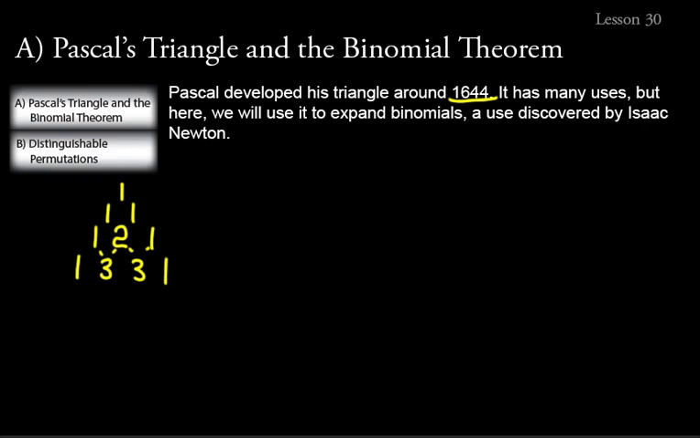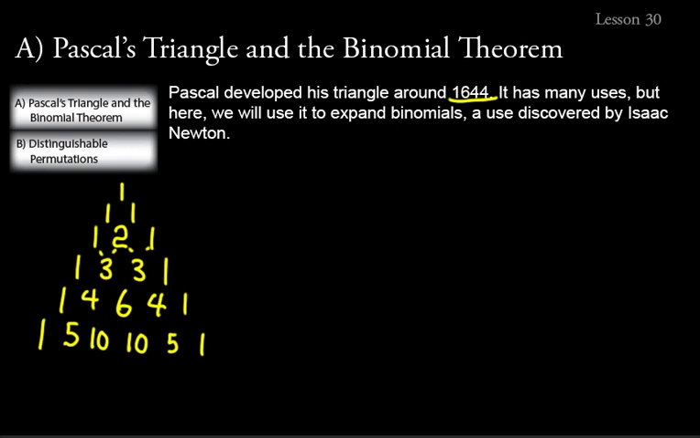End with a 1. Next row, start with 1. Look above. 1 plus 3 is 4. 3 plus 3 is 6. 3 plus 1 is 4. 1 on the end. Next row, 1 right there. 1 plus 4 is 5. 4 plus 6 is 10. 6 plus 4 is 10. 4 plus 1 is 5. And end with 1.